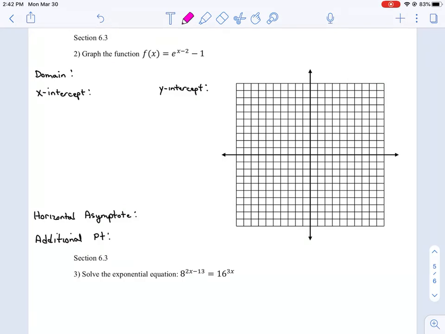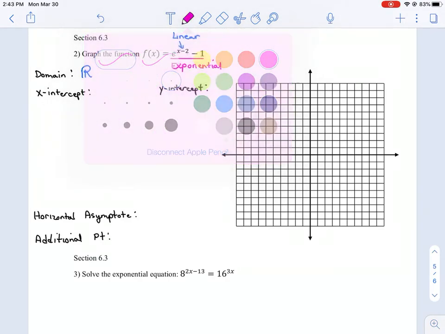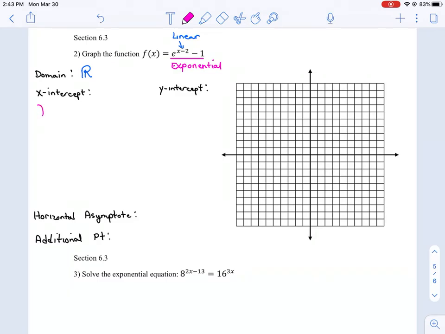All right, class, in this video I'll be doing example 2 from section 6.3. It says graph the function f of x is equal to e raised to the x minus 2 power minus 1. So we're going to start by finding the domain. Notice that this function is exponential, whose exponential term is linear. We can conclude from that the domain is all real numbers.